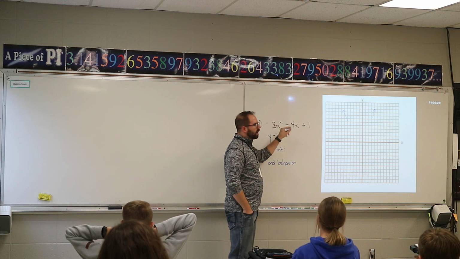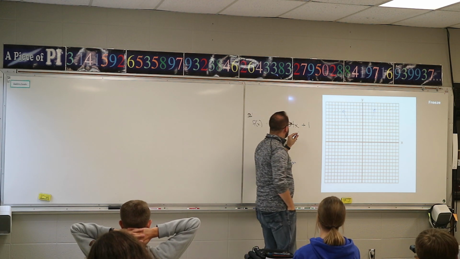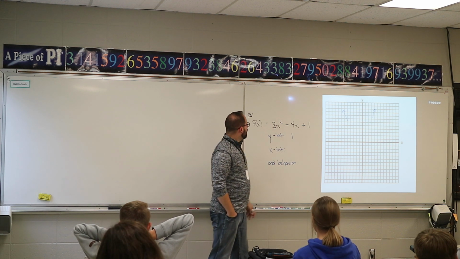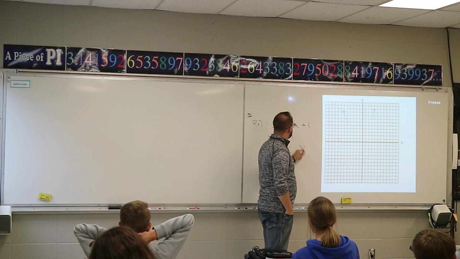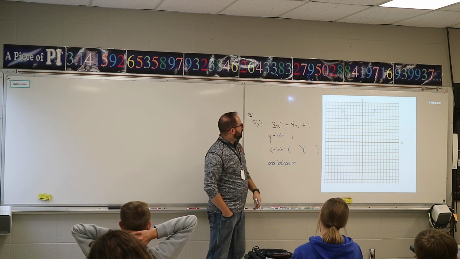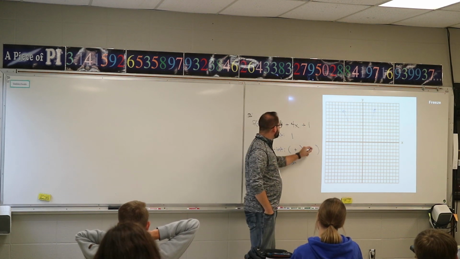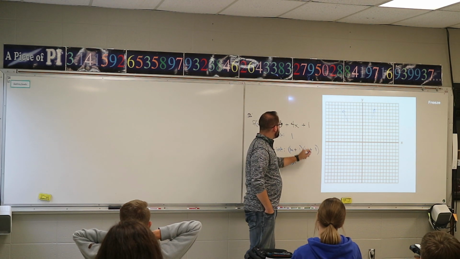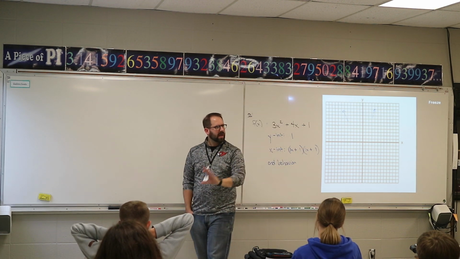3x squared plus 4x plus 1. So we've got a y-intercept of 1, right? You plug in zeros. For the x-intercept, we can factor this thing apart. It is factorable. It's a trinomial. 3x and 1x, and 1 and 1, that will make the 4 in the middle if you FOIL it all out.